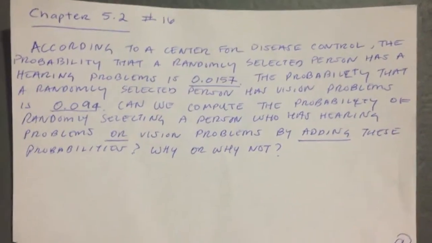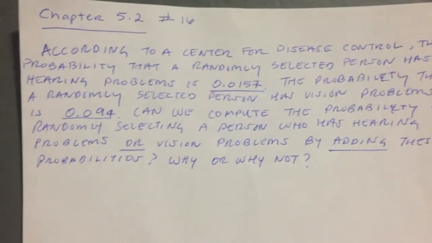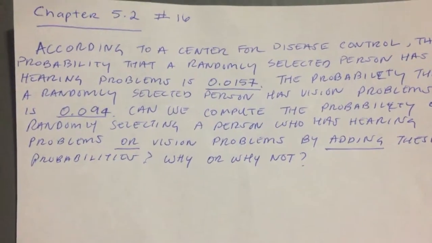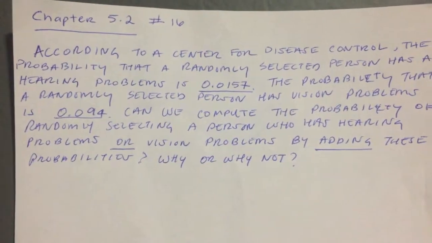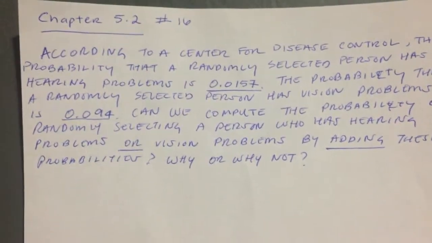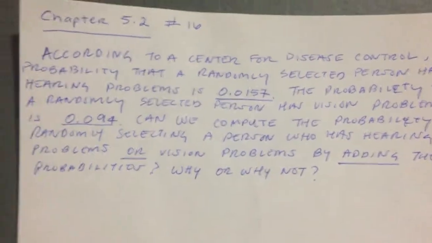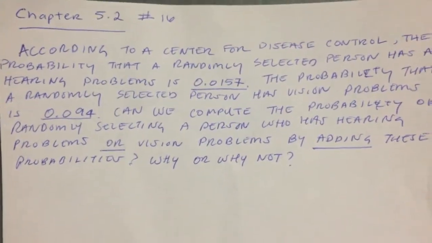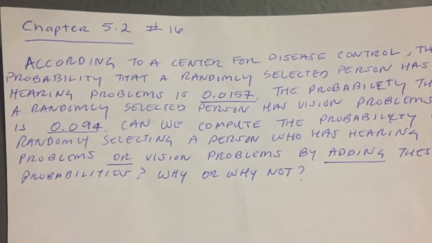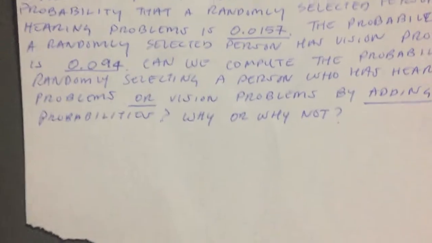In this question, we're not given the probability of both E and F. That would be the probability that a randomly selected person has hearing problems and vision problems, but we're only given separately the probability of hearing problems or of vision problems. So because we don't have the probability of both, we are unable to compute the probability of either/or.